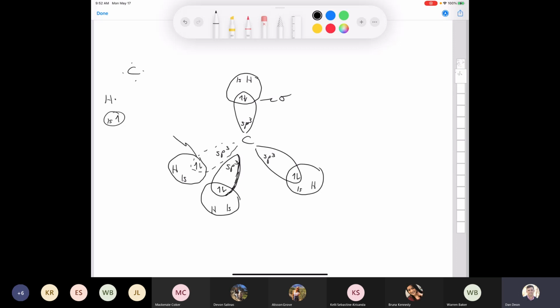And you, my friend, have just made 4 beautiful sigma bonds that explain why methane is tetrahedral, right? Why it's got a tetrahedral molecular geometry like this. So this is called a valence orbital diagram to explain the molecular geometry of methane.